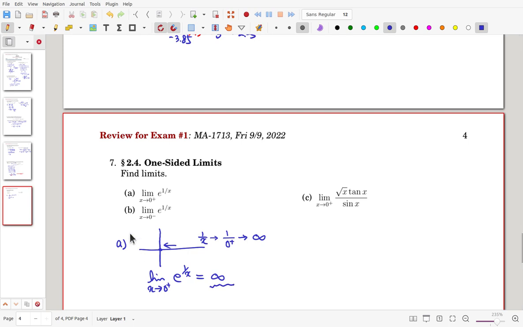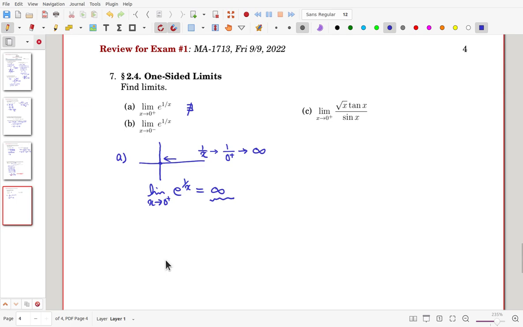However, now there's no limit. Basically, infinity is not a number. It's a blowing up. Now, how about B? Similarly, we consider along with the graph, and this is 0, and now x is approaching from the left, x approaches 0 minus, and that means approaches 0 from the left.